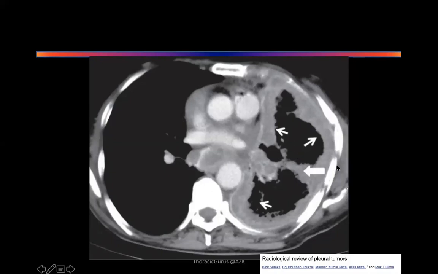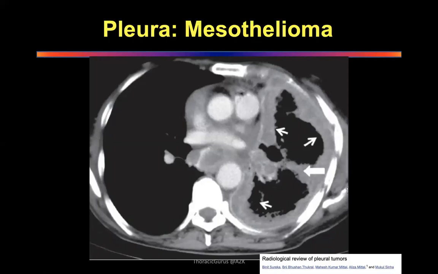Keep talking. You're doing very well. Rim enhancement. Yes, there is an enhancement of the pleura. The pleura is irregular, invading into the lung parenchyma, and the fissures are involved. Most likely, it is a mesothelioma, sir. Excellent, well done. Excellent, yes.